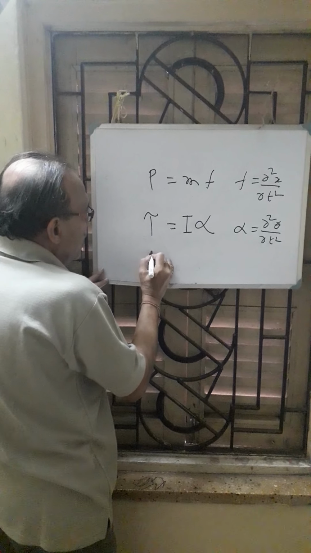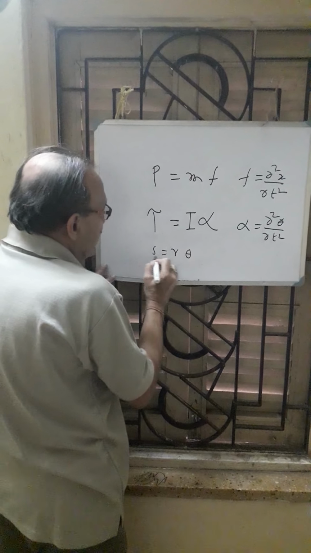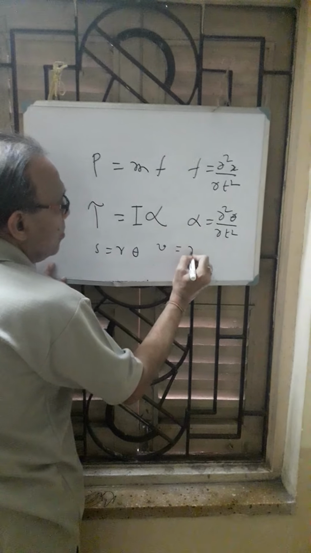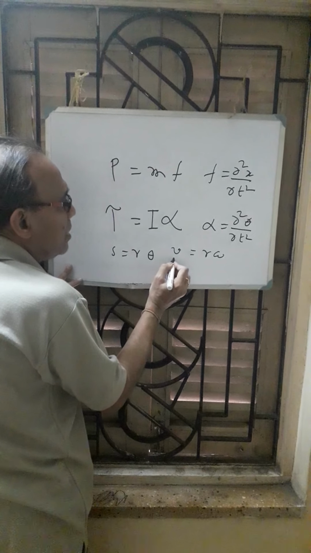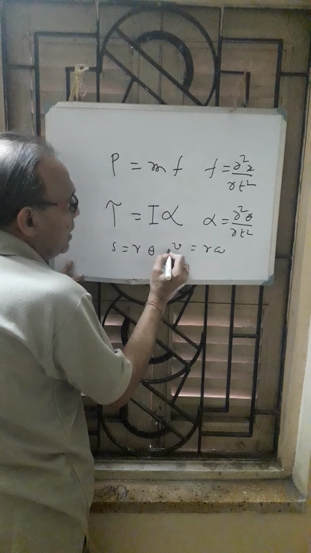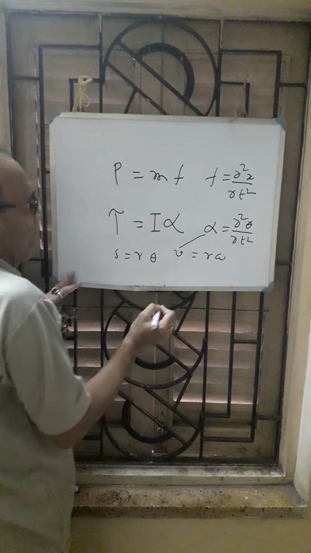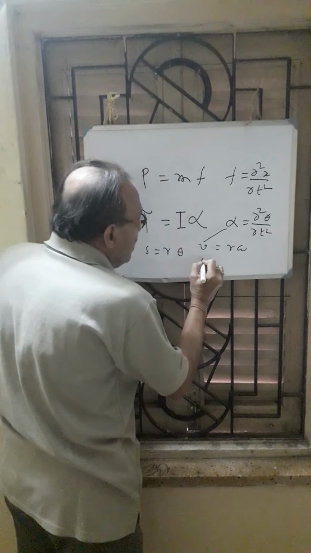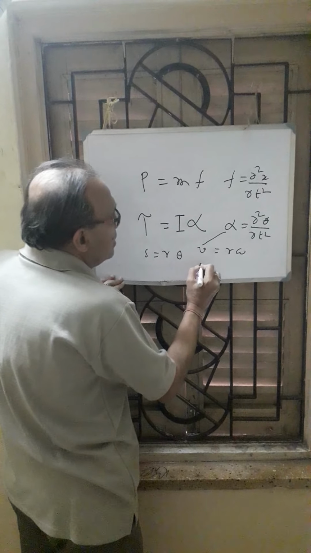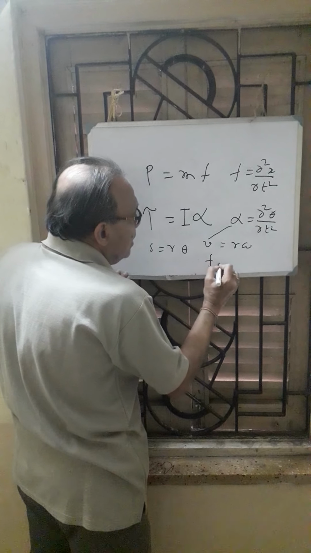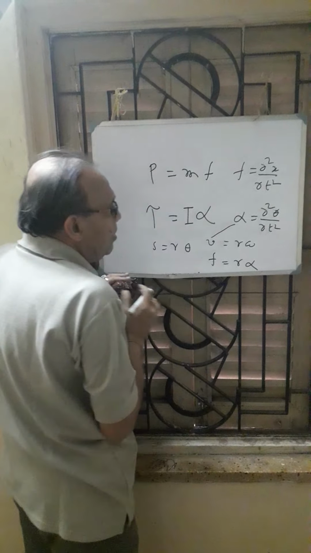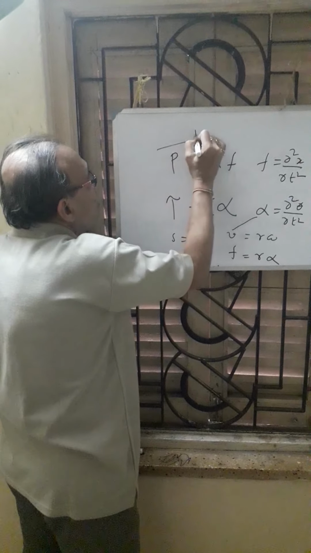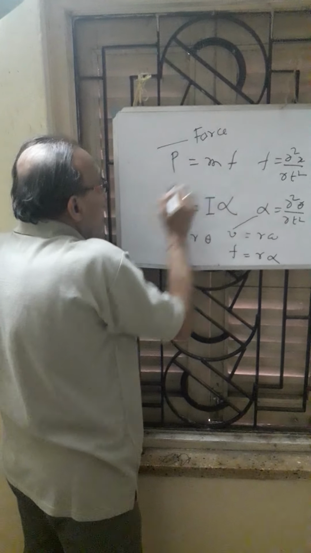It comes from s equal to r theta. If I differentiate once with respect to t, I get v equal to r omega, and again I differentiate with respect to t, then dv/dt, the linear acceleration f, is r into alpha, the angular acceleration. Very important thing to remember. But remember, it is force for linear and it is torque for angular.